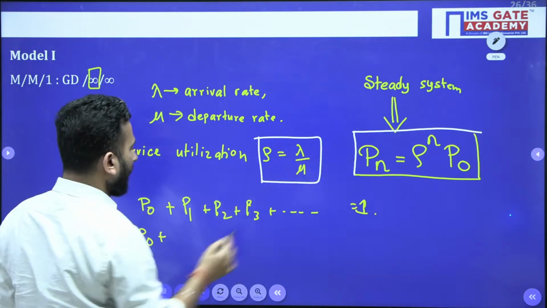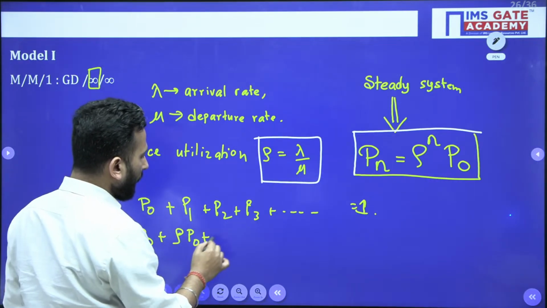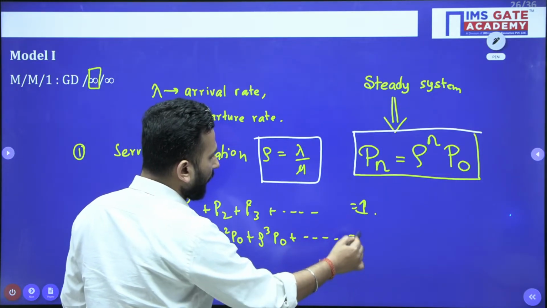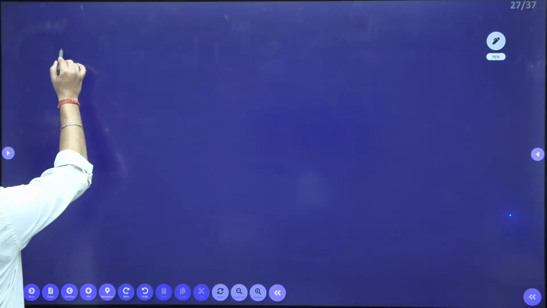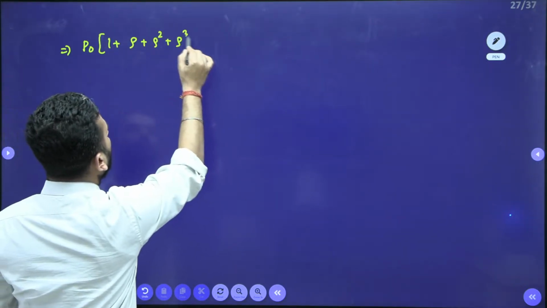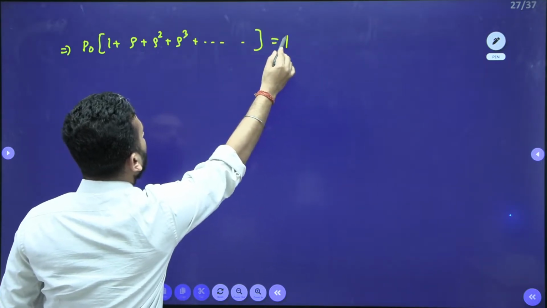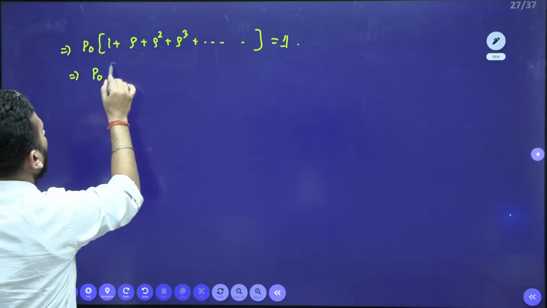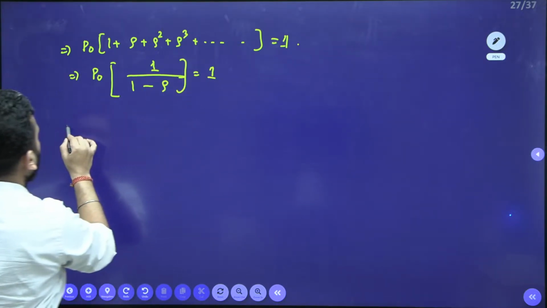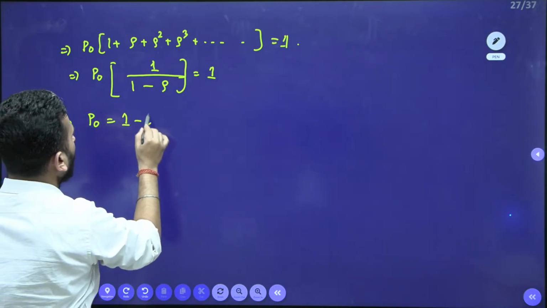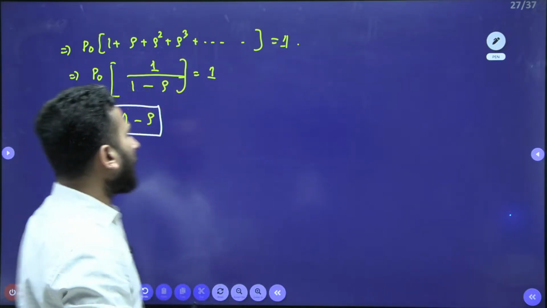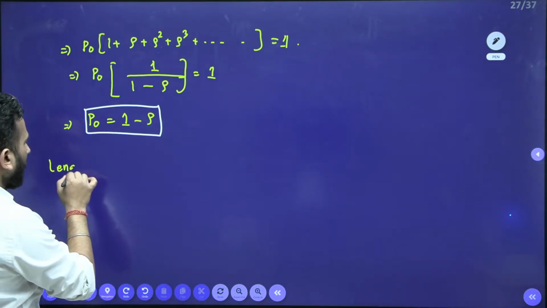Now from this steady state formula I can write P1 as rho P naught, P2 as rho square P naught, P3 as rho cube P naught, and so on, equal to 1, yes or no? Taking P naught common, it will be P naught times (1 plus rho plus rho square plus rho cube plus ... to infinity) equal to 1. If you add all this, you get P naught times 1 by (1 minus rho) equal to 1. Finally, my dear friends, P naught is 1 minus rho. Yes or no? So what is the value of P naught? P naught is 1 minus rho. Now comes the question: what is the length of the system?